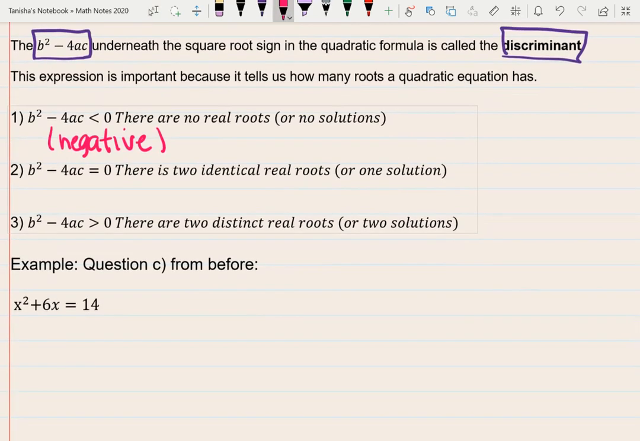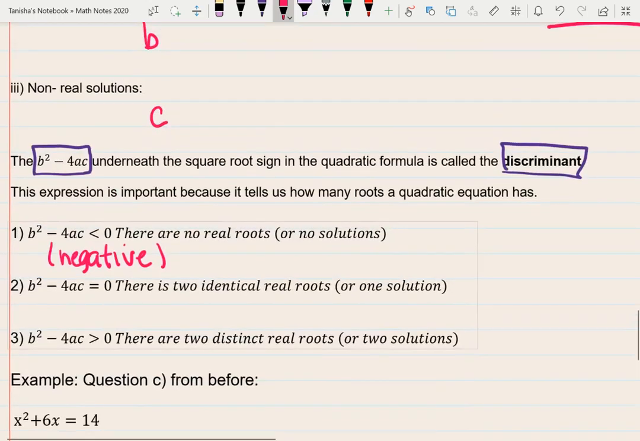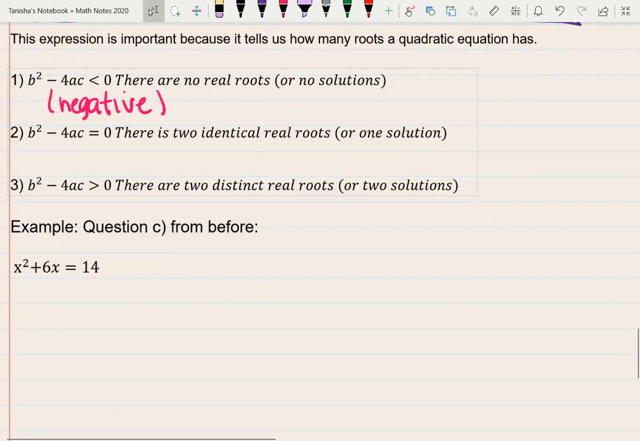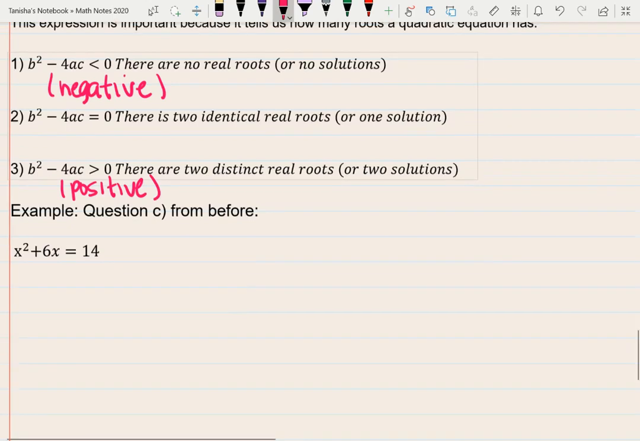If the value underneath the square root is equal to 0, as we saw in question B, there will be only one solution, because you're adding and subtracting 0, which is the exact same thing. And then if the value underneath the square root is positive, so greater than 0, there will be two different or distinct real roots, so two solutions.